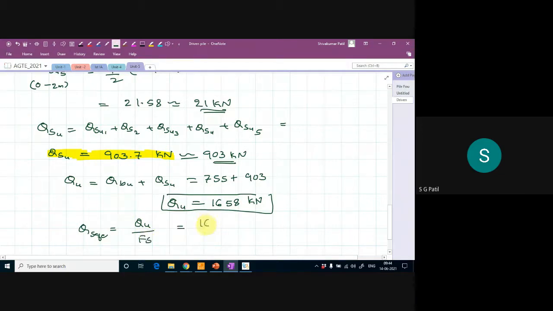So 1658 divided by, you take 2.5 as a factor of safety. Some people may take 3 also, that is also fine. I will take 2.5. How much are you getting? 663 kilo Newton. So this much load safely you can apply.